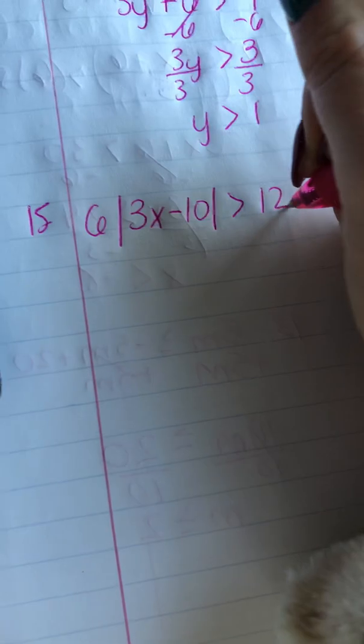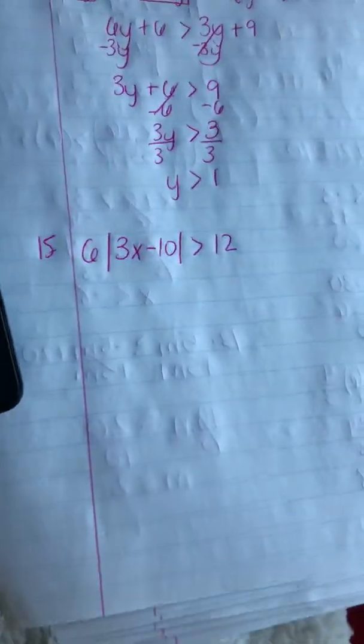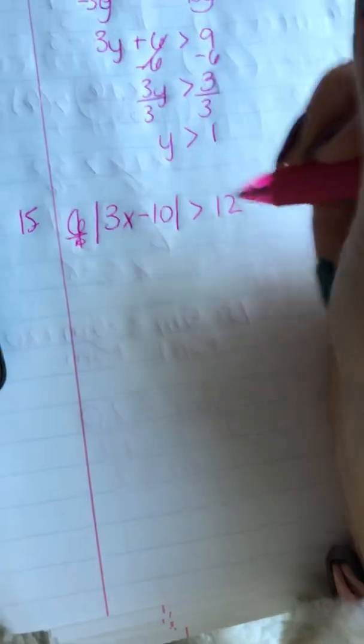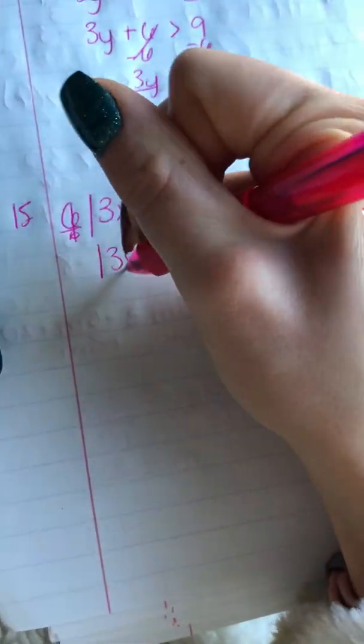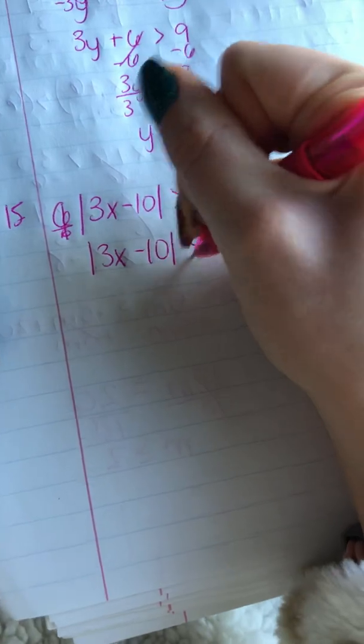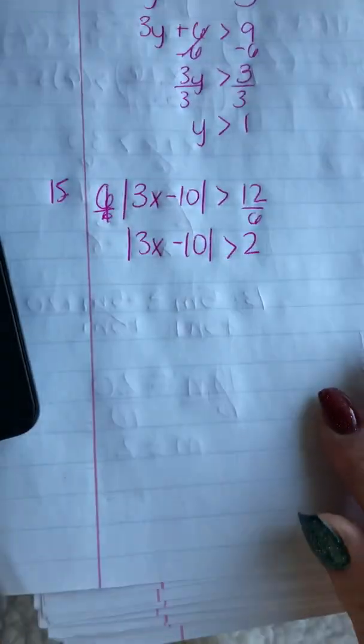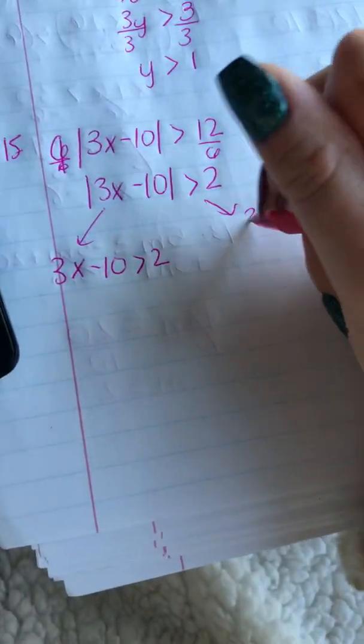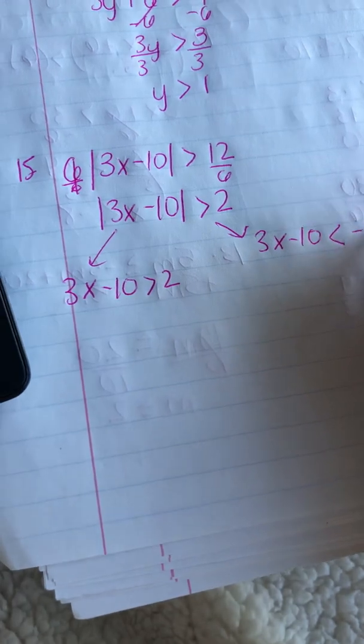All right, we'll move on to number 15. I have 6 times the absolute value, 3x minus 10, is greater than 12. I need to first divide both sides by 6 to get rid of that number outside of the absolute value expression. 12 divided by 6 is 2. And now that this symbol is all alone, I can go ahead and make my 2 separate equations. So I have 3x minus 10 is greater than 2, and 3x minus 10 is less than -2.